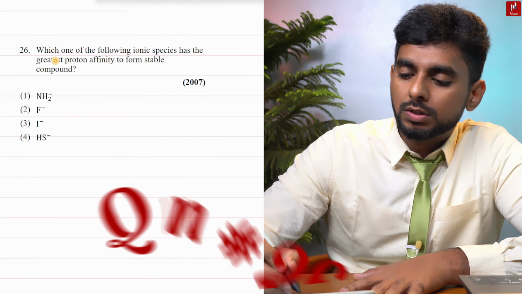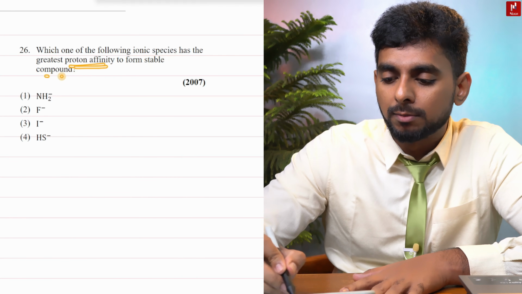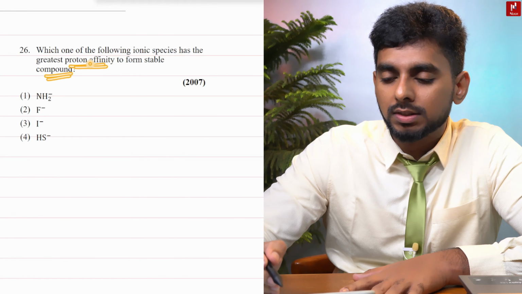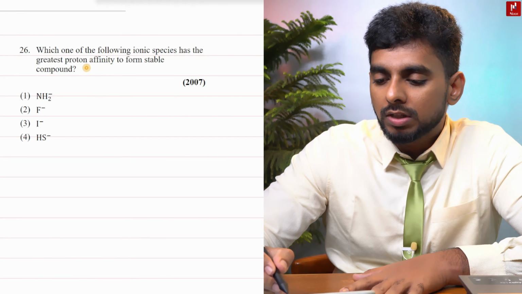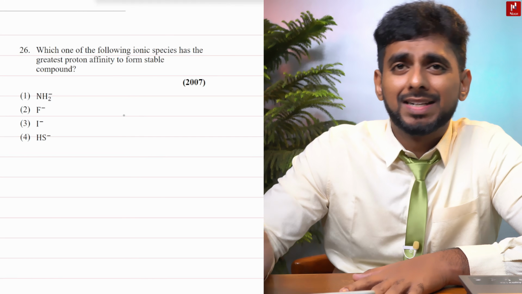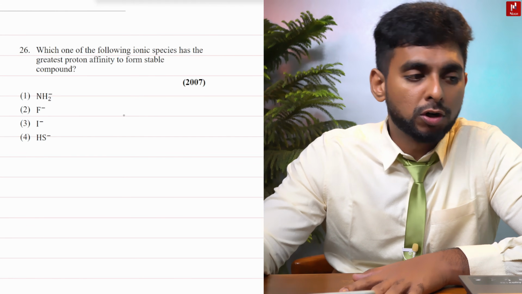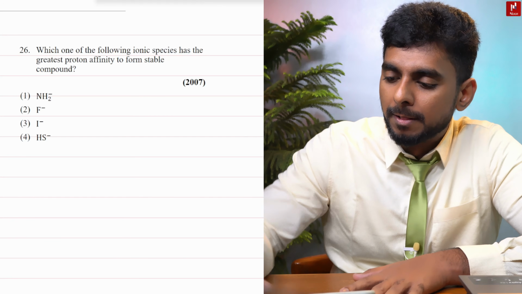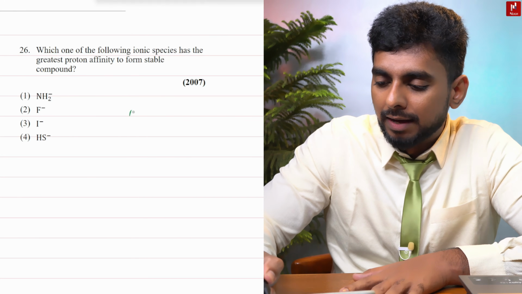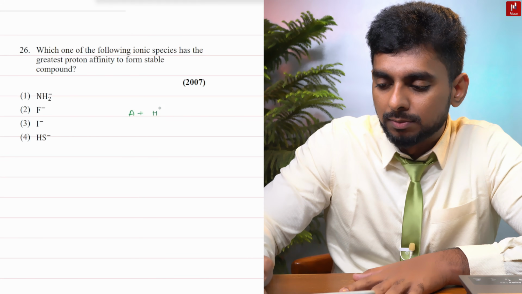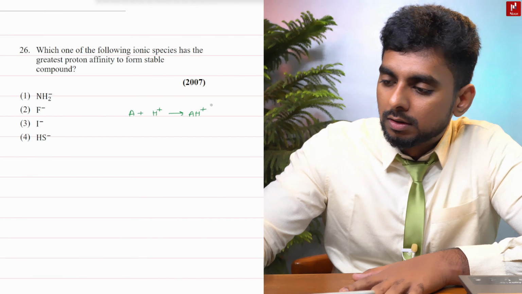The next question is: which one of the following ionic species has the greatest proton affinity to form a stable compound? Okay, so what they have given is proton affinity. That's actually a new term, isn't it? Proton affinity means something that has a greater tendency to pull H+ ions towards it, right? So that's going to have maximum proton affinity. Let's say, for example, you just take an element A, and it's going to combine with the proton H+, and it will form AH+. Okay, got it.